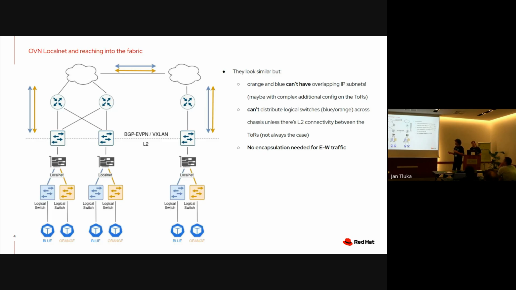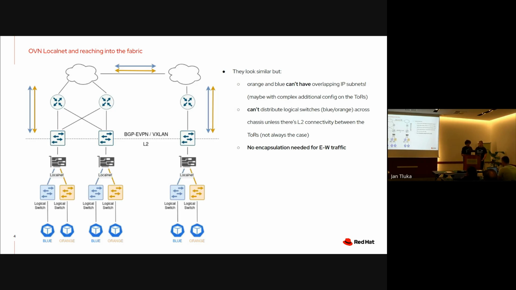There are also advantages. For example, if a workload here on this chassis needs to speak to another workload in the same network, let's say in the blue network, they can just do it through local net if you have a layer 2 connectivity here, an actual layer 2 physical network. So there's no need to encapsulate east-west traffic.